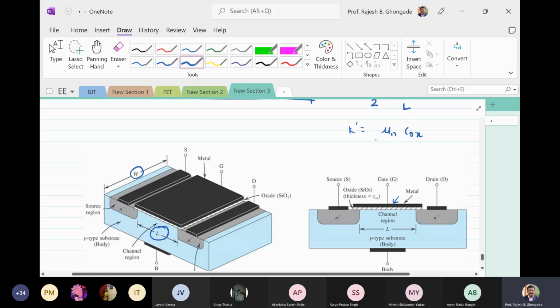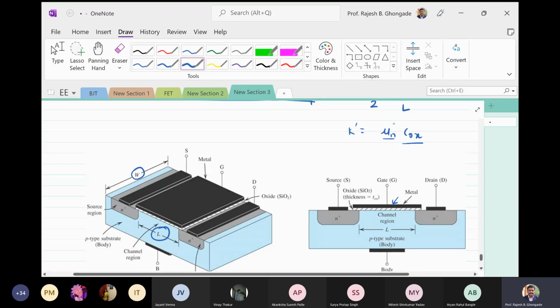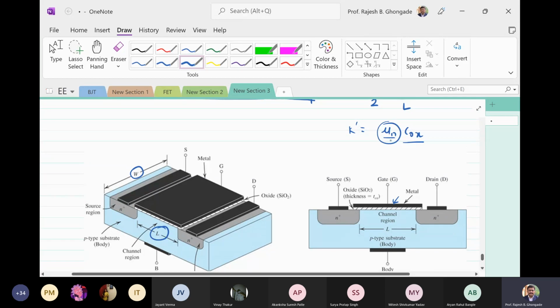So this K dash is mu n into COX. Mu n is the mobility of the electron, if it is n channel device. If it is p channel device, it will be mu p.